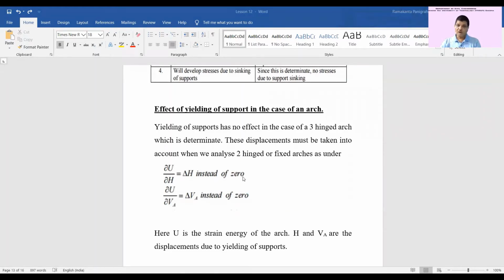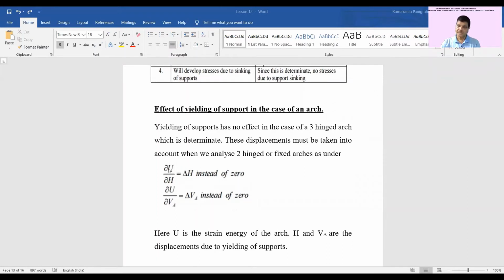Now, how will we solve the problem? If you take del U by del H, and there is a sinking or settlement in the H direction as well as the Y direction and X direction, then your del U by del H will not equal 0. U means the strain energy. How do we find the total strain energy? You can find strain energy due to bending, due to shear, and due to axial load. So already you have been taught how to find the strain energy.